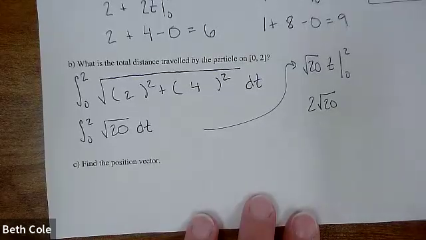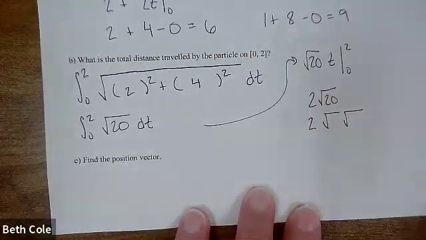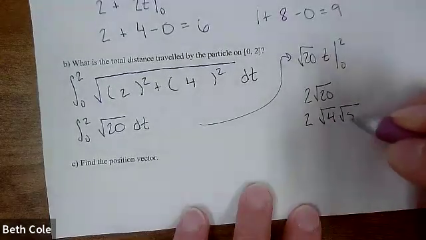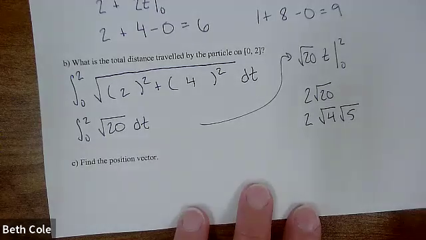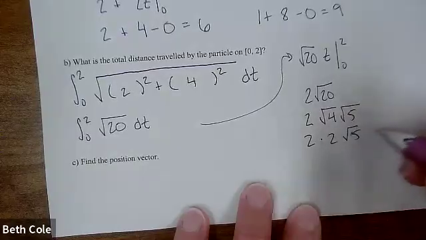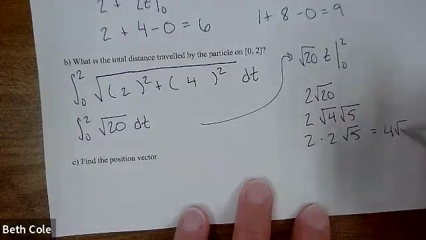just for the sake of being thorough, if on the AP exam they reduced the radical, do you remember how to do that? Yeah, so 20 would break into 4 times 5. Square root of 4 is 2. And so they might write the answer as 4 square root of 5.